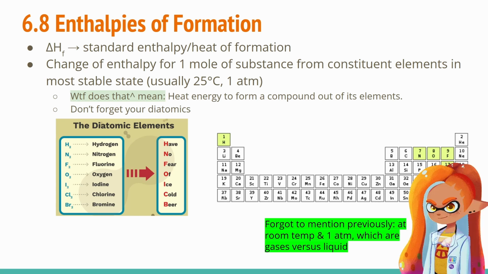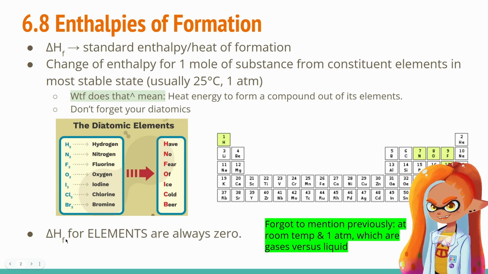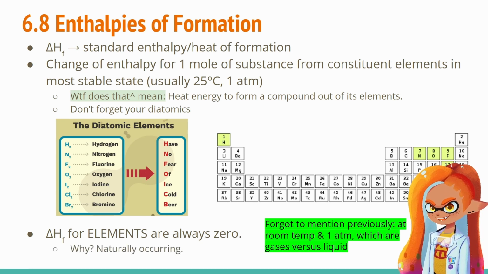One thing to know before I even show you any ways of calculating this: delta H F for elements are always 0. Make sure you know this. Why do we need to know this? I'll show you in a second. The reason they are 0 is because they naturally occur in nature. In nature, we have oxygen. Cool. We have lithium. Cool. So if it's an element, it's just straight up 0. And if you're like, huh? Don't worry, I got you.